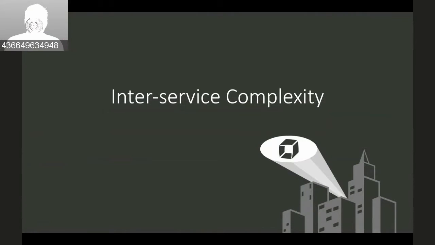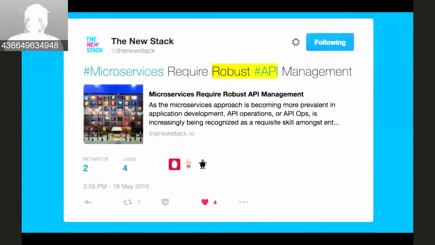So let me talk about inter-service complexity now. One design principle of microservices is to do one thing and do one thing well, which aids separation of concerns and improves composability. Now, to remain composable, microservices demand robust APIs. Now, imagine the desired scenario where your teams own separate microservices. How can you be sure that the resulting services interact as designed?